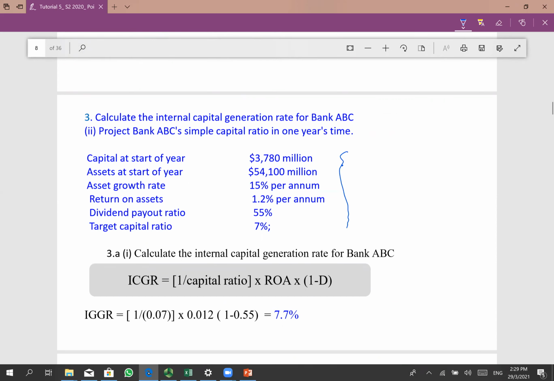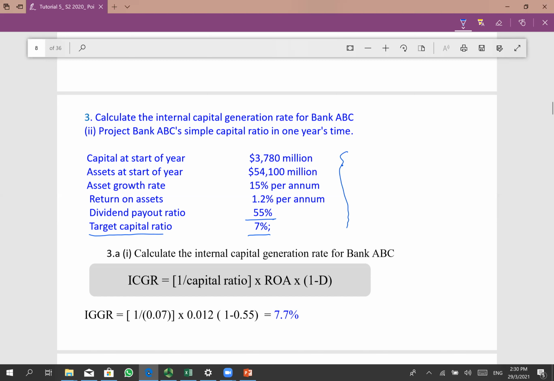So is it the capital at the start of the year times 7%? Yeah, it's already mentioned here. The target capital ratio is 7%. Okay? Do you agree? Yes, sir. Everyone? Okay. Now coming back to what we just discussed: if the target capital is 7%, which I already decided early, do you think this bank is on target or not on target?